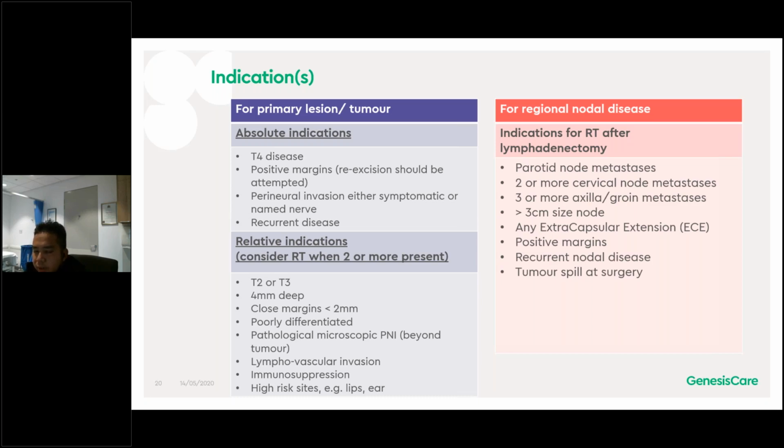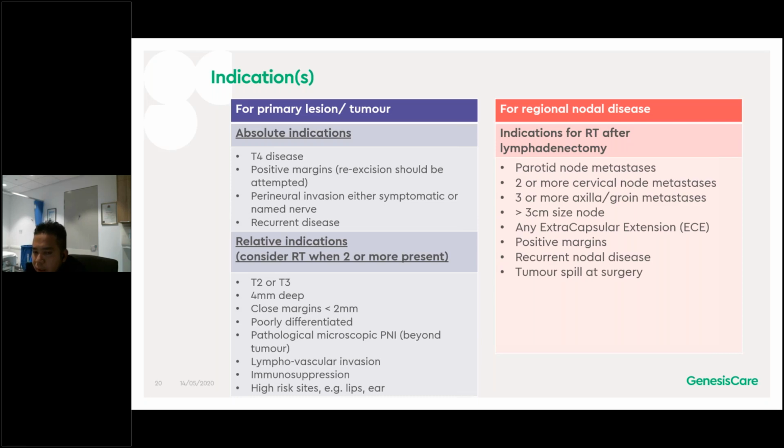Absolute indication, obviously, is a big thick disease involving the deeper structures, T4, positive margins, perineural invasion, or recurrent disease. We definitely want to see them to consider radiation treatment. For the positive margins, if it's in an area that could be re-excised, that could be the first consideration when the patient comes into clinic.